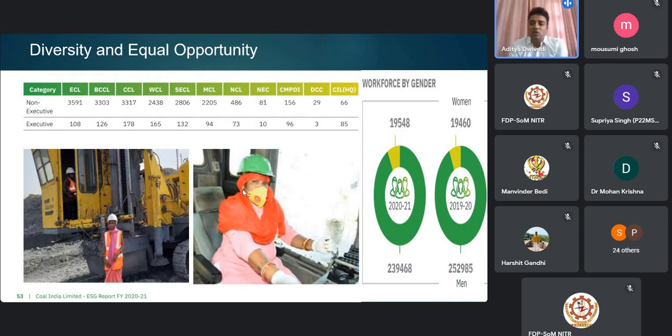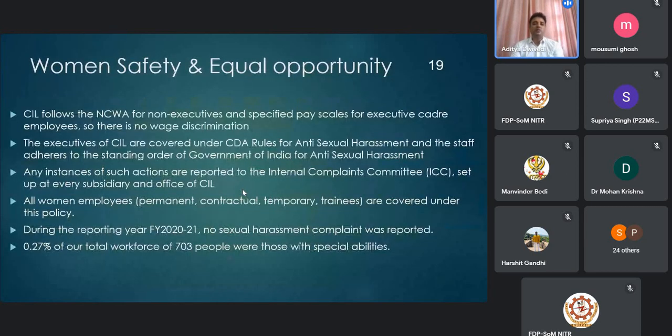If we consider the workforce in 2020-21, based on the 2021 ESG report, we had some 2,39,48,068 employees. Out of that, more than 19,000 were women employees. Women's safety and equal opportunity.